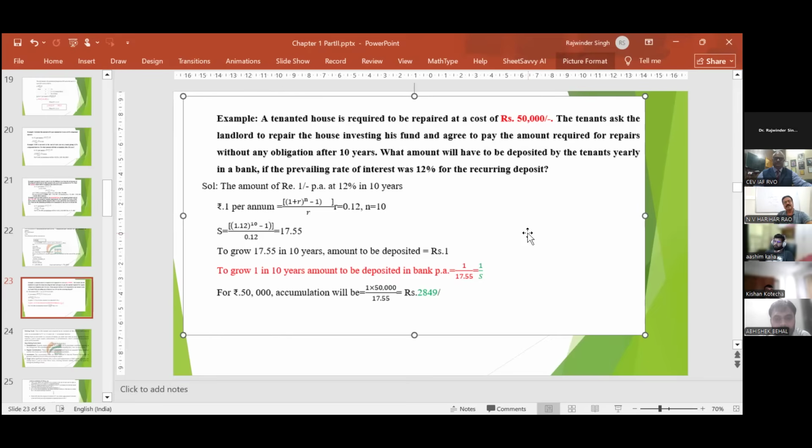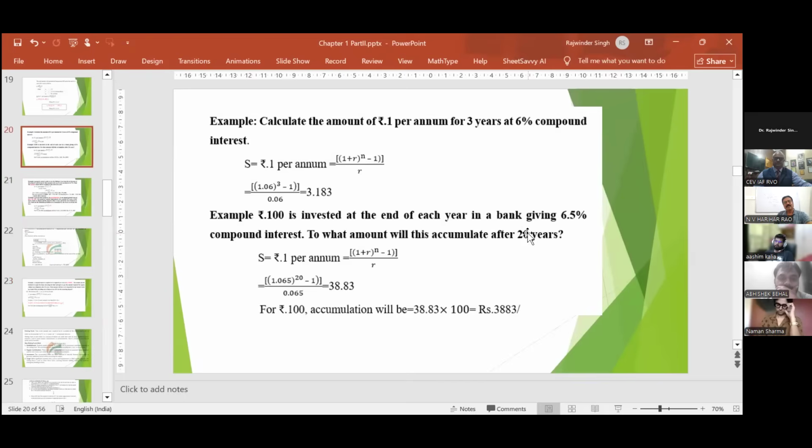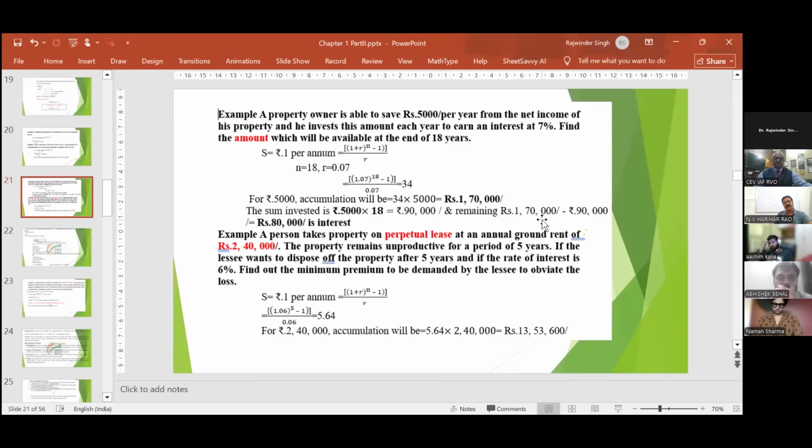So you need to deposit some amount in the bank every year, and the bank will of course be giving you interest every year, so that you are able to get 10 lakh rupees in the bank. Let us suppose for this example, you need 1,70,000 after 18 years at 7%. How much amount will you be depositing in the bank? 5,000 rupees per year.